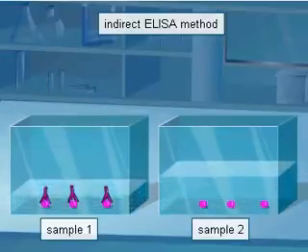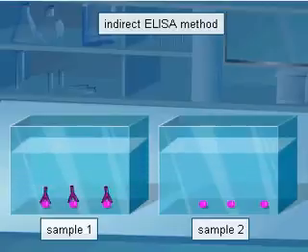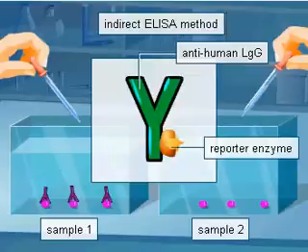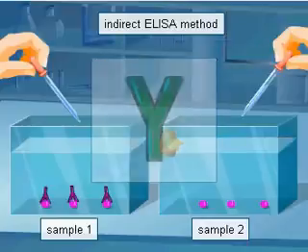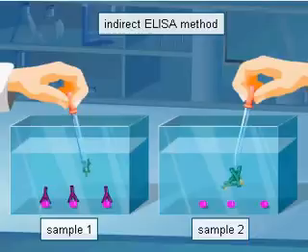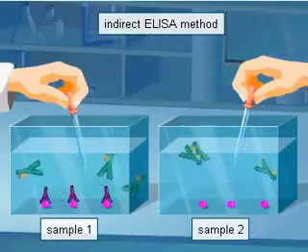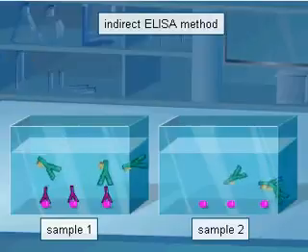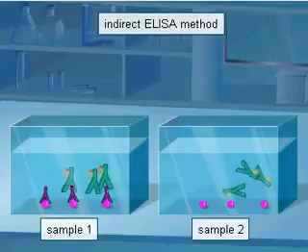If antibodies do attach to the antigen, they can be detected by the addition of an antibody enzyme conjugate. These reporter antibodies bind to the immunoglobulins, generally IgG, used in the previous stage. Since this specimen contains human antibodies, we use enzyme-conjugated anti-human IgG antibodies for the reporter.